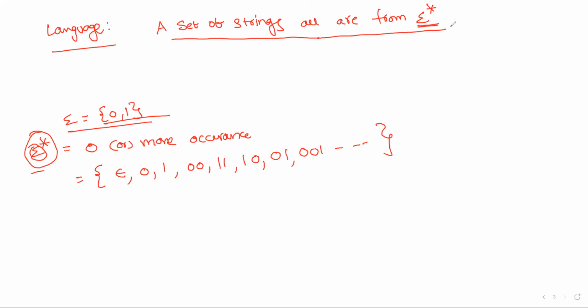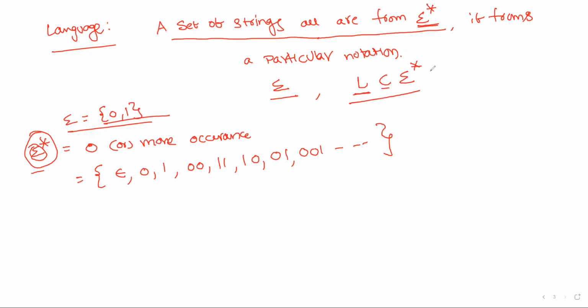But here we have to add one more additional point: it forms from a particular alphabet, that is, all the symbols are from a particular alphabet. That means if sigma is an alphabet, then the language L is a subset of or equal to sigma star. You have to remember this point. If sigma is an alphabet, then L is a language such that L is a subset of or equal to sigma star.